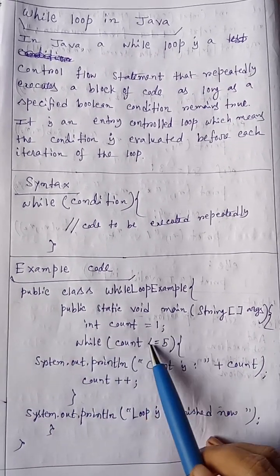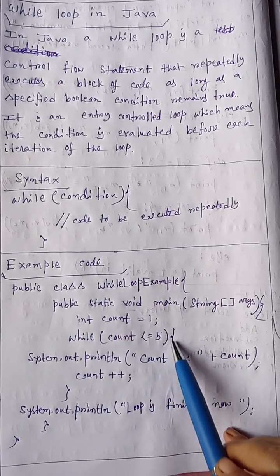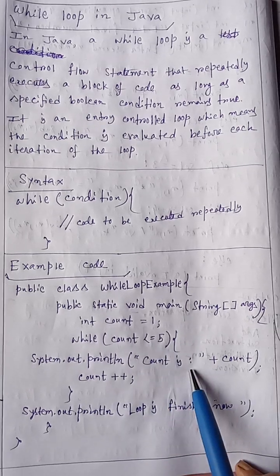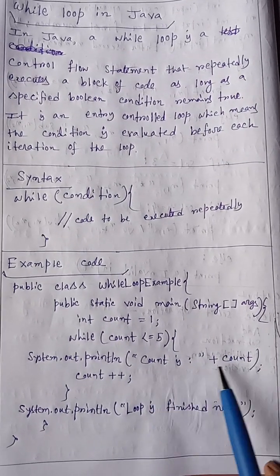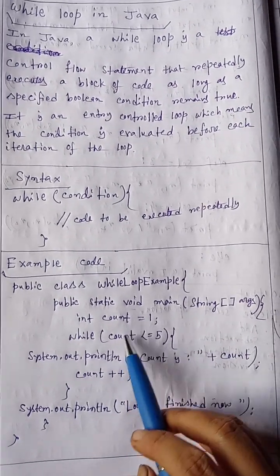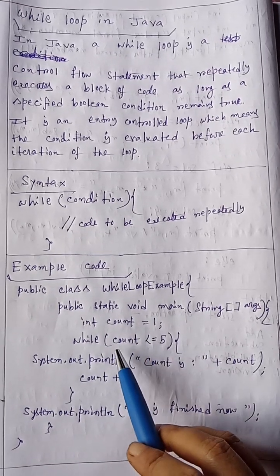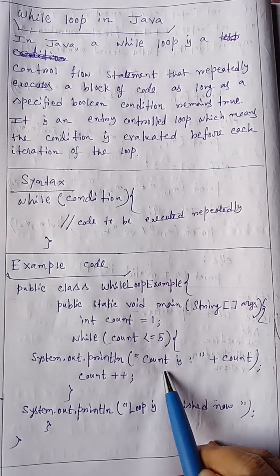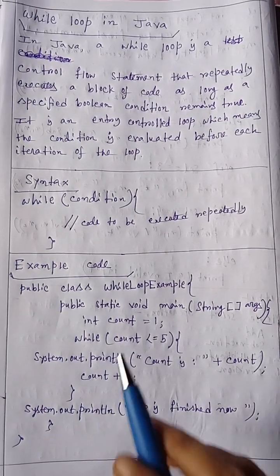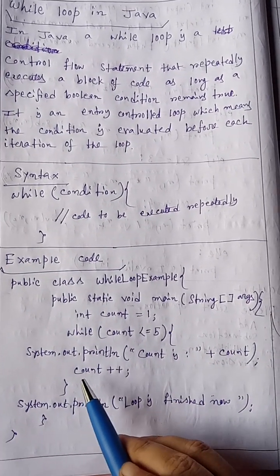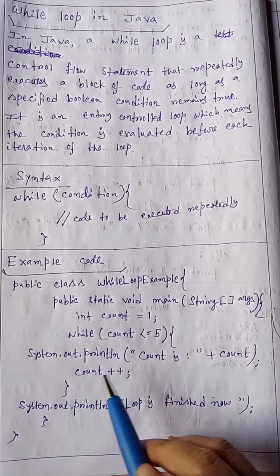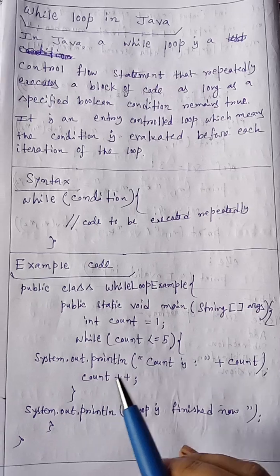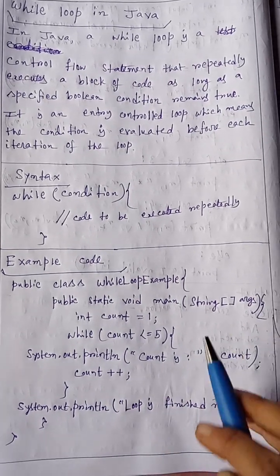While count is less than or equal to 5, then the code to be executed repeatedly is System.out.println(count); count++. The value of count will be printed until the condition becomes false. So as long as the value of count is less than or equal to 5, System.out.println will work and give an output, and the value of count will be incremented by 1. count++ means count = count + 1. The new value of count will be incremented by 1.